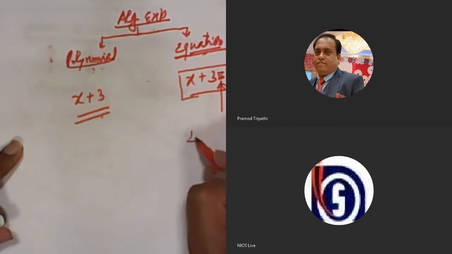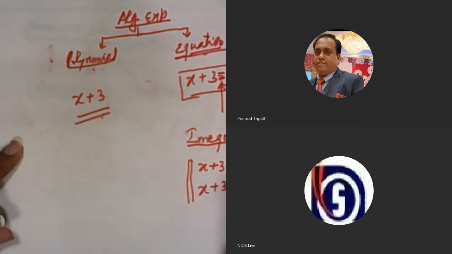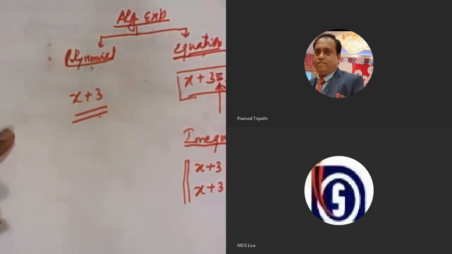So for the inequation, now we move further. Inequation. When there is a sign of inequality, that is the greater or smaller, this is an inequation because the sign of inequality is there. And in the first one, when the sign of equality is there, then it is an equation. I think it is clear now.